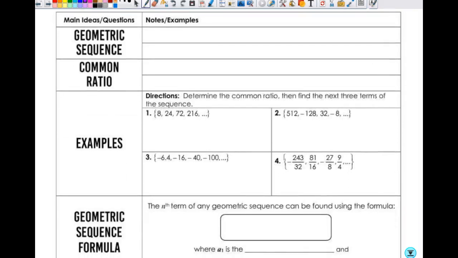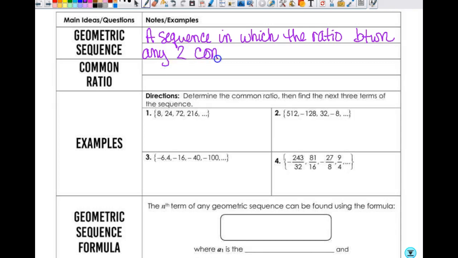Looks like a D. All right, so a geometric sequence is a sequence in which the ratio between any two consecutive terms is constant. A sequence in which the ratio between any two consecutive terms is constant.